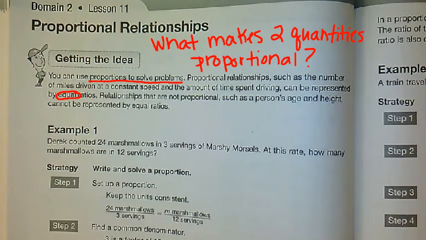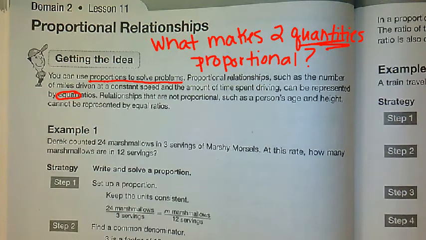So for example, that they give you here, a person's age and height. Just because you are 10 years old doesn't mean that you are a certain height, right? Everybody is a different height, everybody grows at a different rate, so that wouldn't really be a proportional relationship. So we're going to be looking at what quantities will be proportional. And again, we're going to have numbers to justify this.